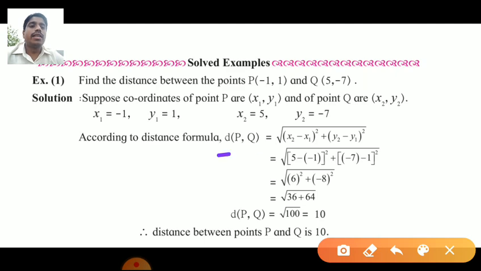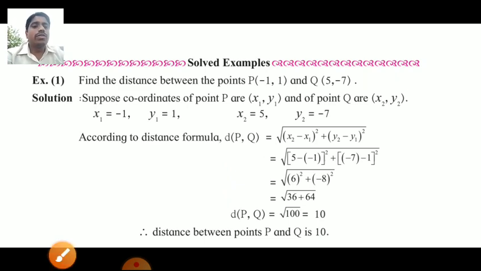The distance formula is: distance between PQ, D, is equal to the square root of (x2 minus x1) whole square plus (y2 minus y1) whole square. Now here we put the values of x2 minus x1 and y2 minus y1.